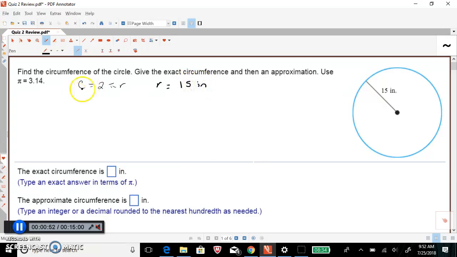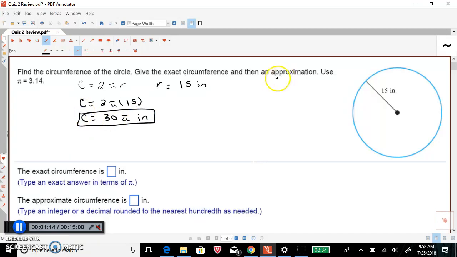So all we have to do to find the exact circumference is multiply 2 times pi times 15, which will give us 30 times pi inches. So that is our exact circumference.